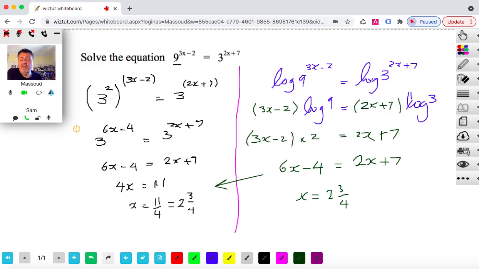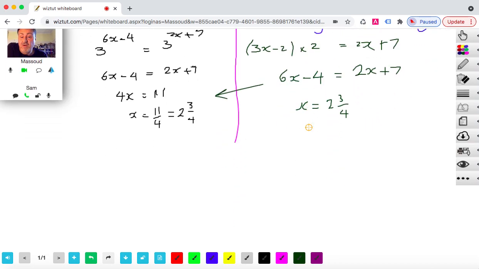Yeah, so we were lucky here that the bases were the same. So we could have done it either that way or that way. We were also lucky that when we did log 9 divided by log 3, we got a nice answer, 2. It doesn't always happen like that. But if it didn't, it didn't.